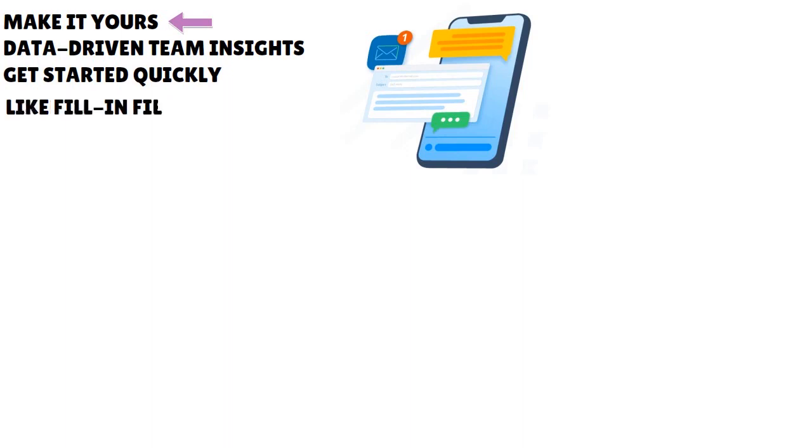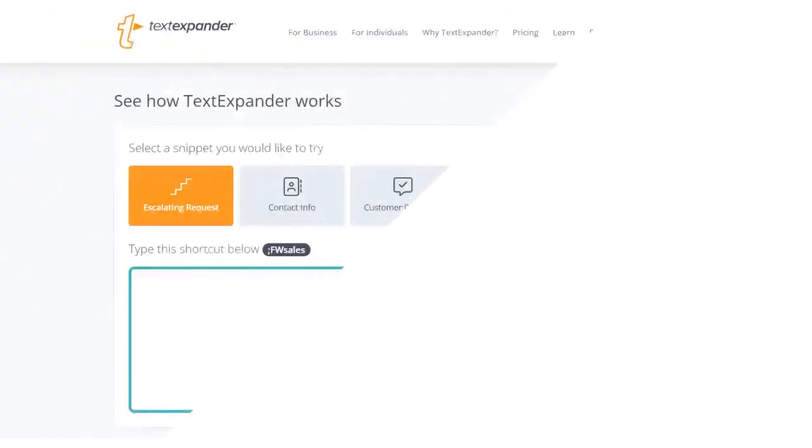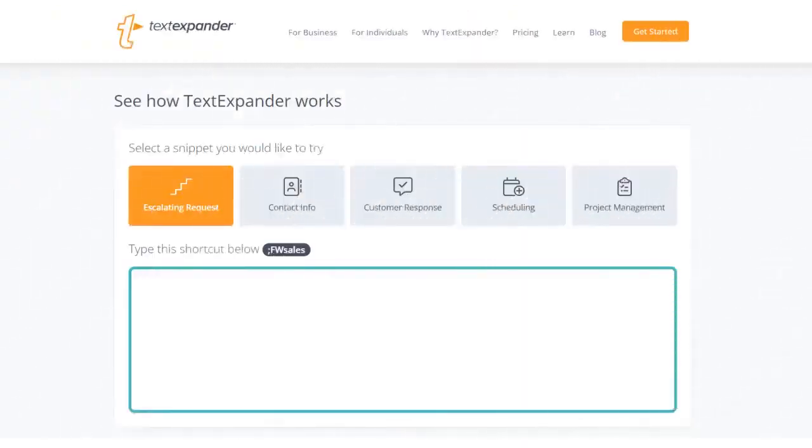Features like fill-in fields. You have drop-down menus. You have pop-up menus and the optional fields. And you also have data-driven team insights, so you can track your team's TextExpander usage all in one dashboard. So you can use stats to understand your team's performance and gain insight to identify areas of success and opportunities for improvement, and in reports by user, by snippet groups, or filter by teams.